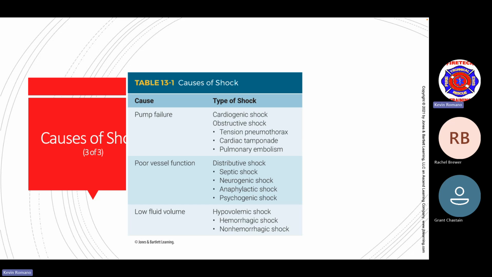Your poor vessel function, distributive shocks like septic. Talked about that widespread bacteremia already. The neurogenic, spinal, stuff like that. Psychogenic shock, obviously the anaphylaxis, your allergic reactions, things like that. Again, anaphylactic shock, we need to make sure we're giving patients epi.